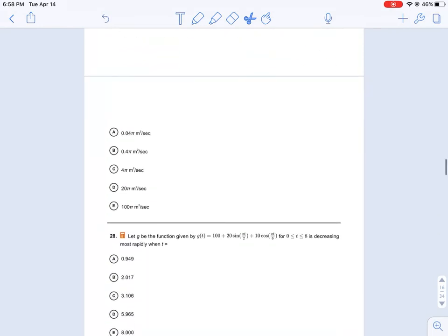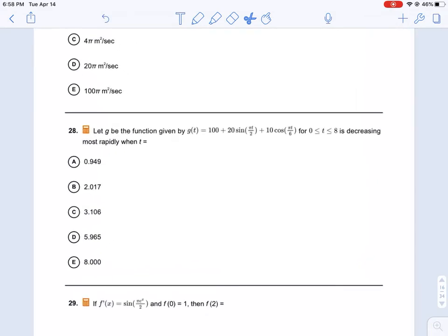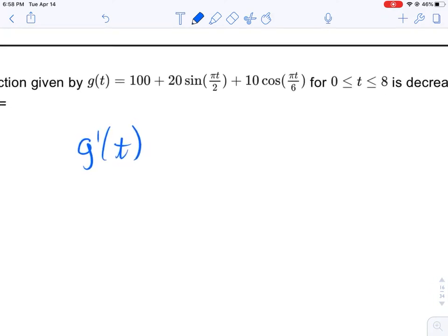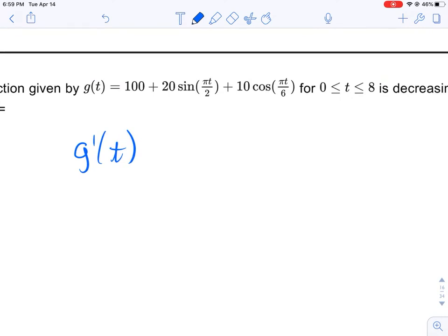28. Okay, so let g be this function, and we're trying to find at what t value it is decreasing most rapidly. If we're looking at where a function is decreasing, then we look at g prime. So g prime is equal to, the derivative of 100 is 0. The derivative of sine is cosine. Keep the inside the same, pi over 2 t, then multiply by the derivative of the inside, which is pi over 2, times that 20 gives me 10 pi.